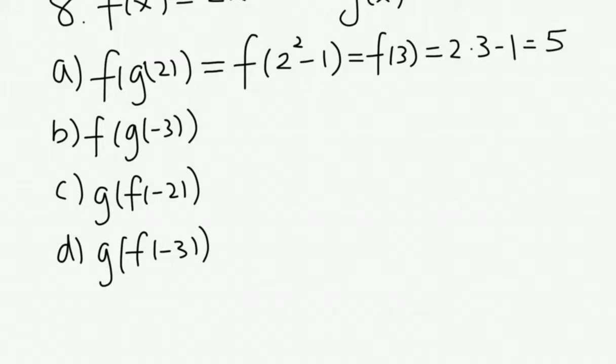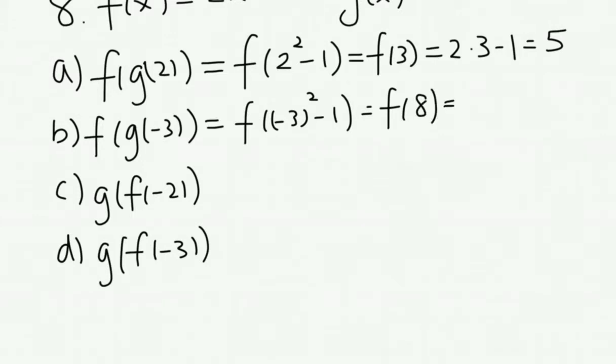Letter B, g of negative 3 would be negative 3 squared minus 1. So I have 8. F of 8 equals 2 times 8 minus 1, which is 15.